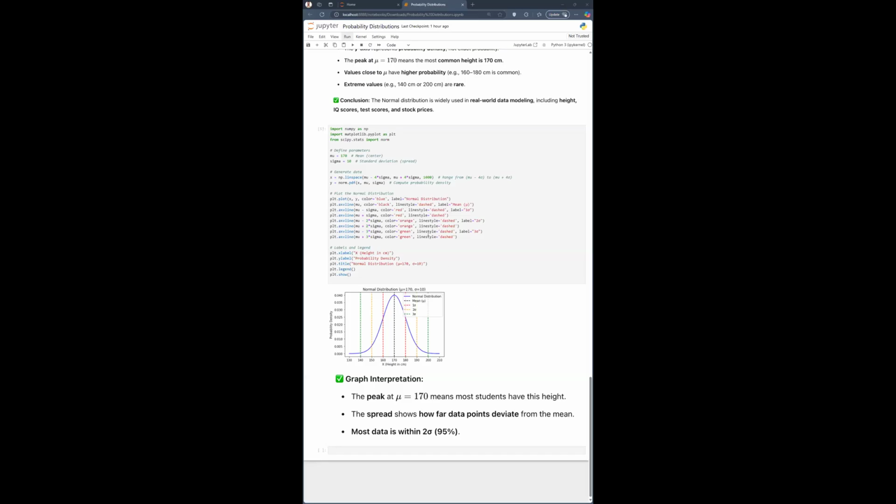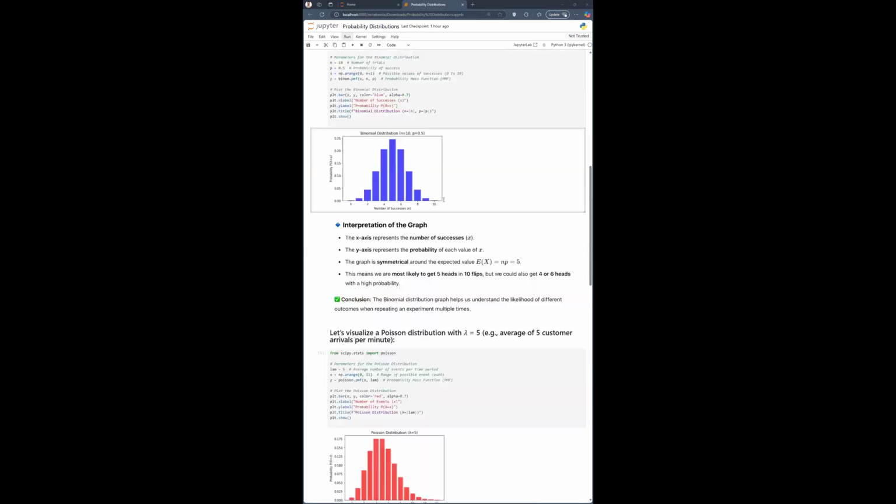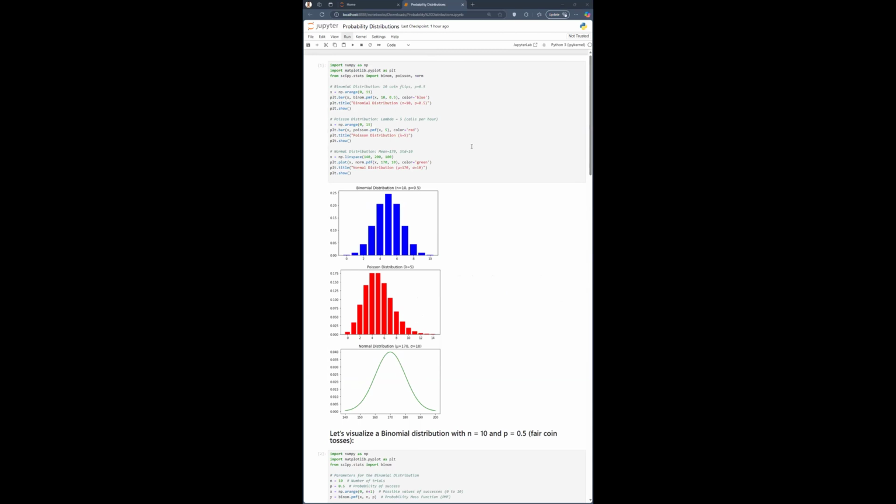I hope it is visible to all of you. Okay. So this is how your binomial distribution looks. In this case, n is 10 and p equals 0.5, the probability of success. Again, if you see here, we are using the SciPy library only, scipy.stats.